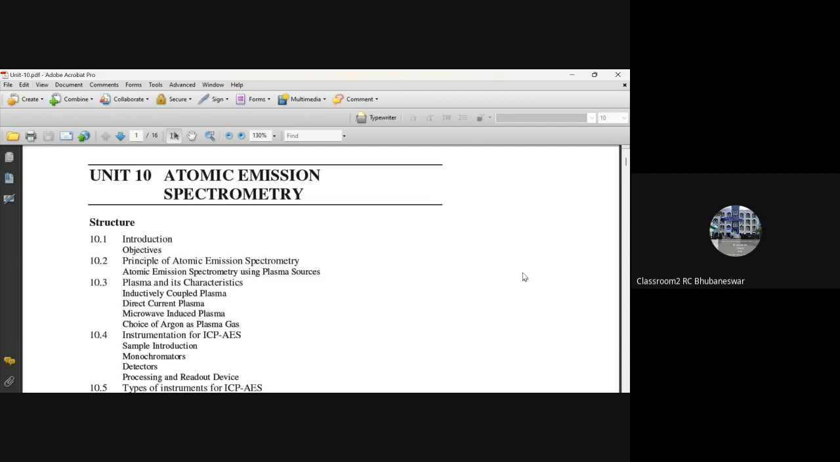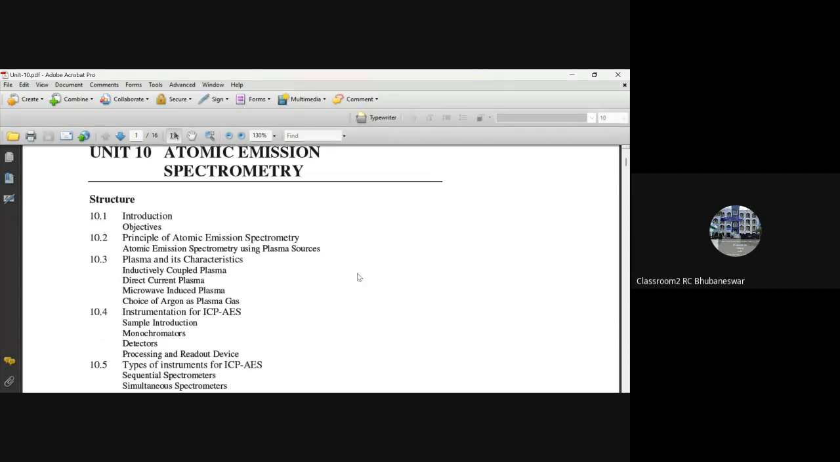Then unit 12 is about your NMR spectroscopy. Then unit 13 is your mass spectroscopy. Then the final unit, which is 14, is just the structural elucidations, the numericals, like that. That unit is mostly the application of this kind of spectroscopies.